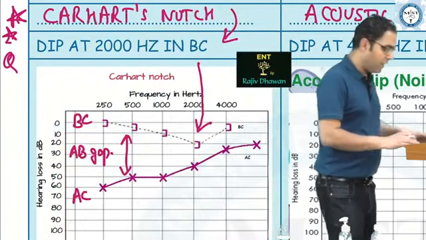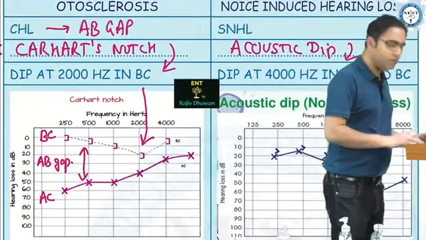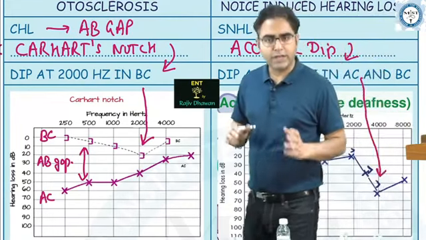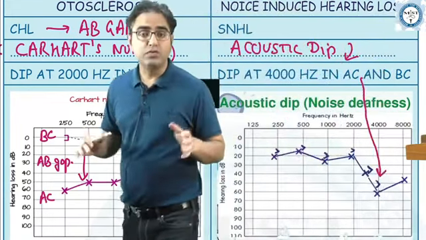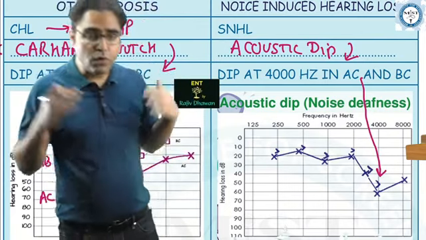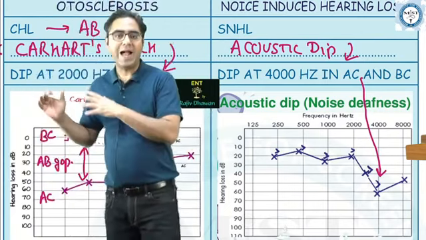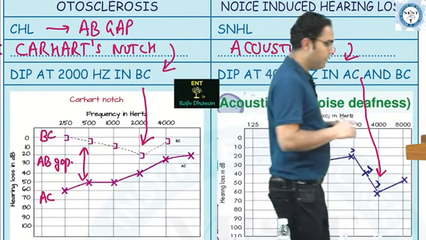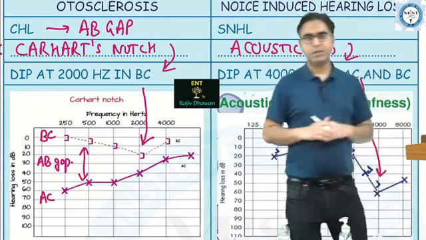Okay, the second one is noise-induced hearing loss. It has got SNHL and it has got the acoustic dip, and this is a dip at 4000 Hertz in AC and BC. Okay, beta, fine. So two dips, beta.